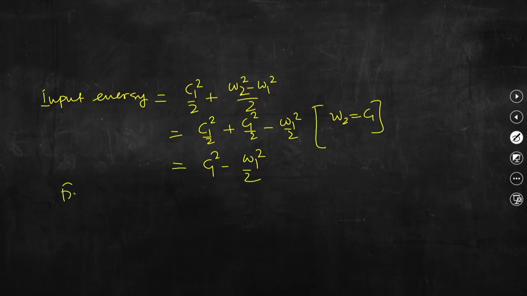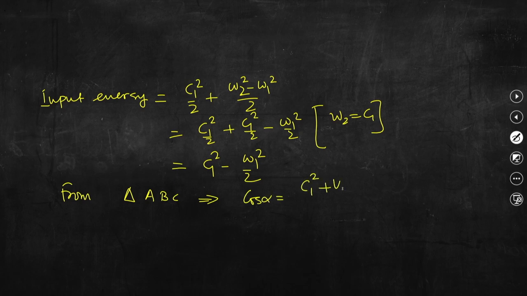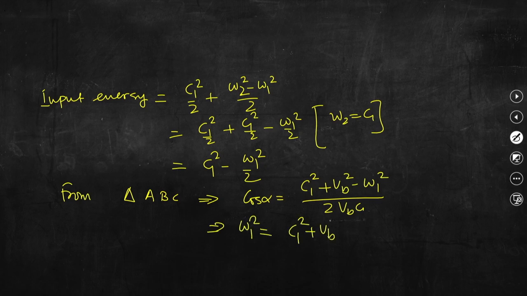So, from triangle ABC we can write cos alpha equal to C1 square plus Vb square minus W1 square divided by 2 Vb into C1. That means W1 square equals C1 square plus Vb square minus 2 Vb C1 cos alpha.